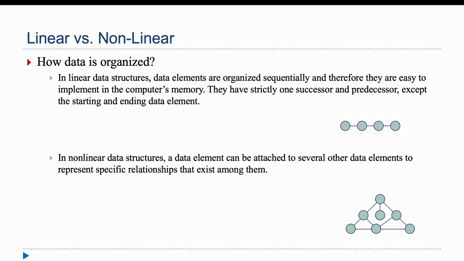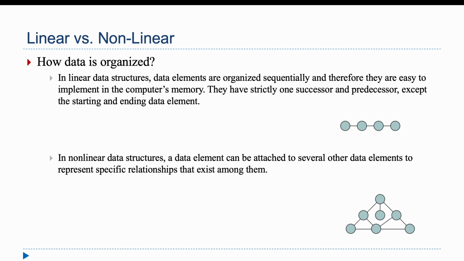In nonlinear data structures, data elements can be attached to several other data elements to represent specific relationships that exist among them. This makes it easy to represent complex relationships between data elements that cannot be represented in a linear structure. Some examples of nonlinear data structures include trees, graphs, and heaps.